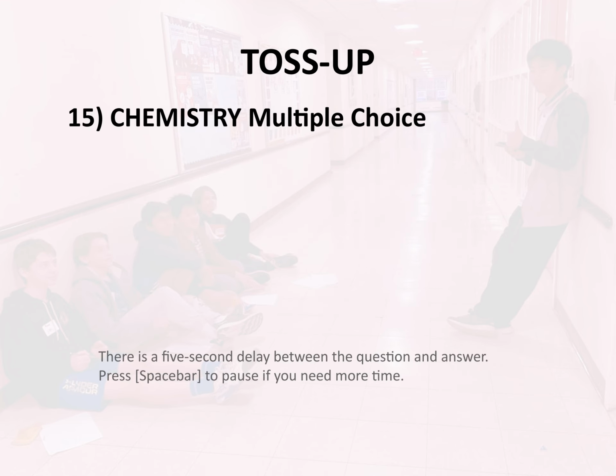Toss-up 15. Chemistry. Multiple choice. Ethylene has which of the following? W. 2 pi bonds. X. 2 sigma bonds and 1 pi bond. Y. 3 sigma bonds. Z. 5 sigma bonds and 1 pi bond.